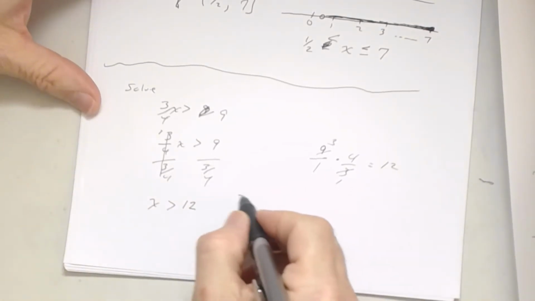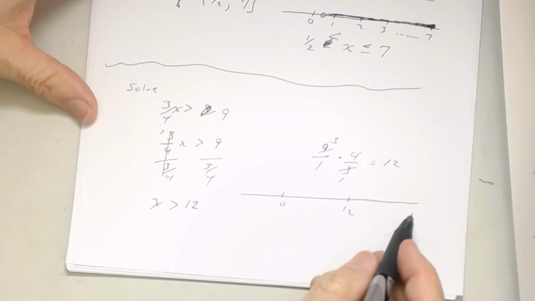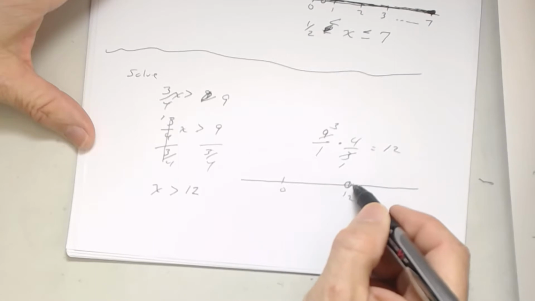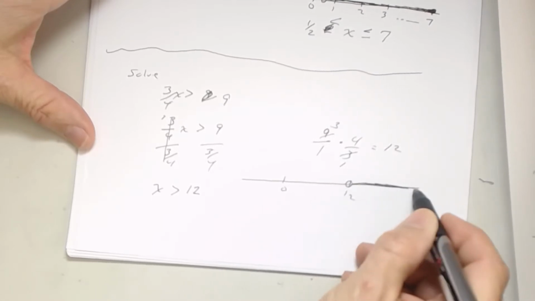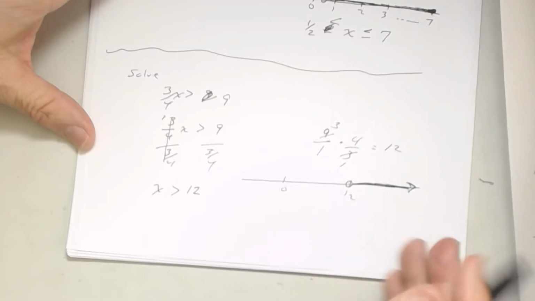So your graph, if this is 0 and this is 12, what will you have on 12? Okay. Going which way? To the right. Make sure you draw an arrow. You shade it and draw an arrow. Your interval notation goes from left to right.